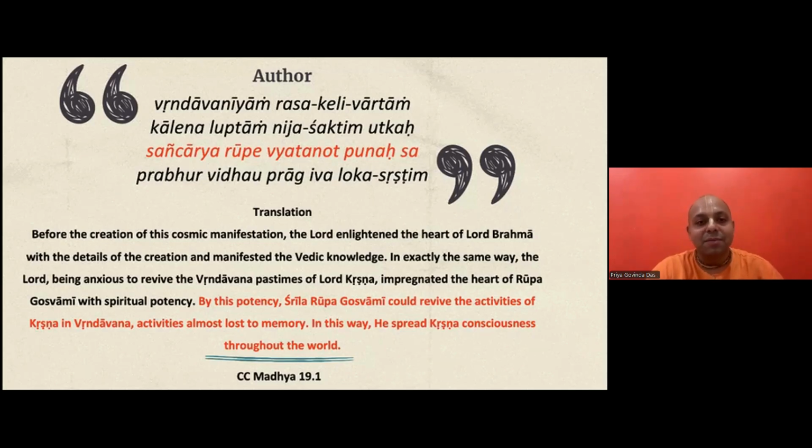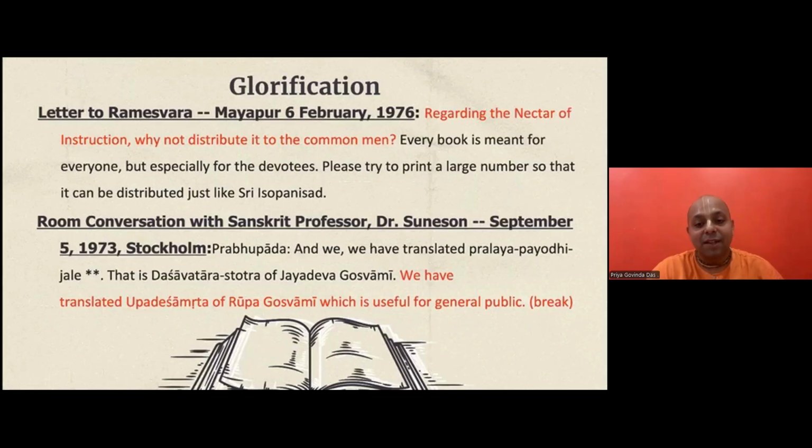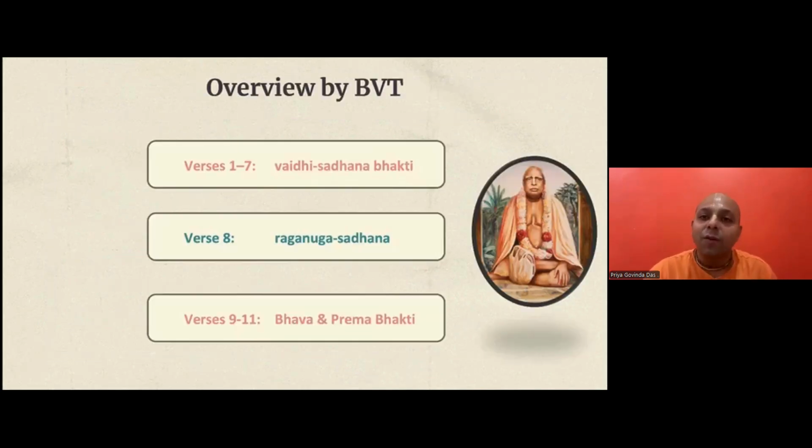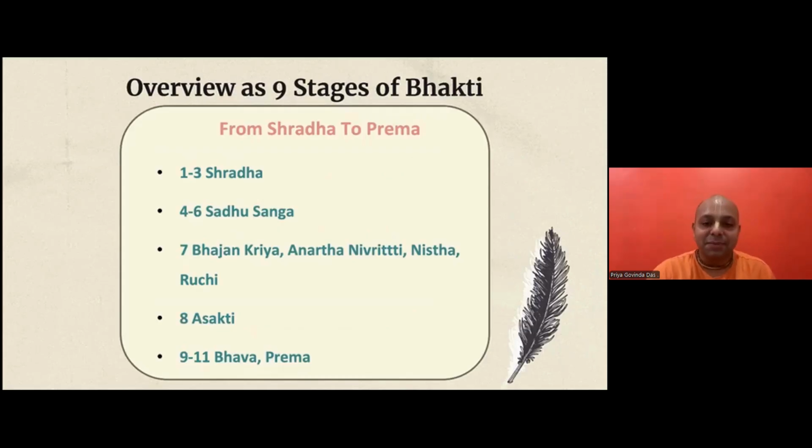And then we saw the glorification. After that, we saw various themes covered in Srila Prabhupada's purport throughout the book, 7 themes covered. And we also saw how Bhakti Vinod Thakur gives an overview of the book in terms of Vedi sadhana, Raganuga sadhana, Bhav and Prem, and in terms of 9 stages.